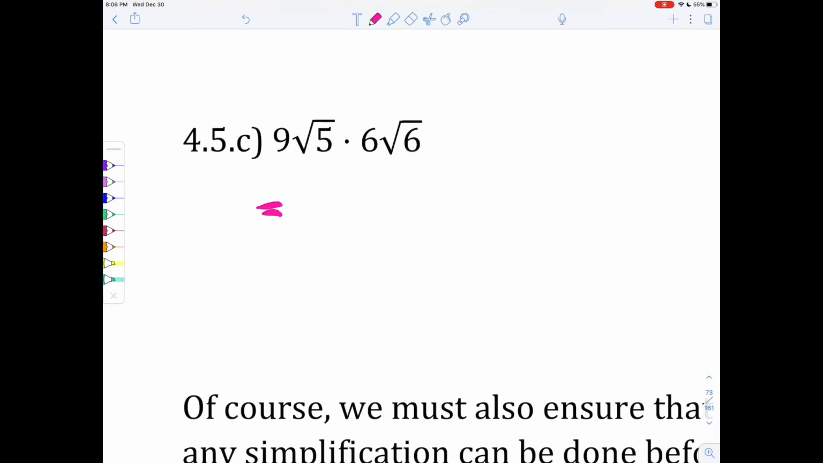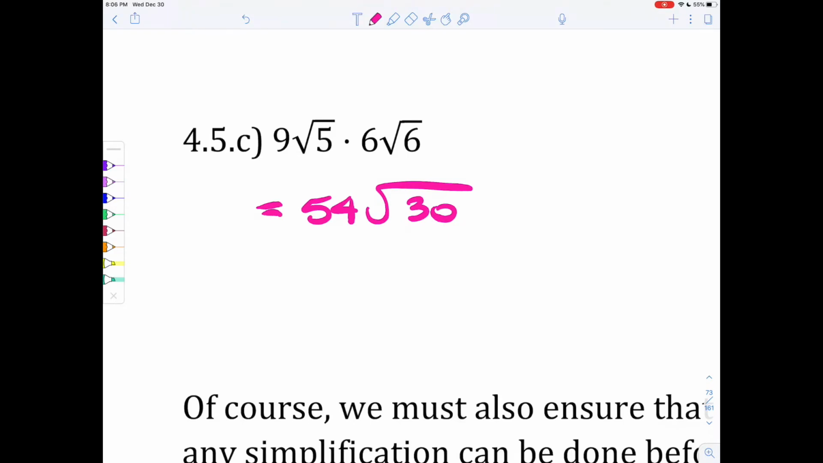We've got 9 root 5 times 6 root 6. 9 times 6 is what gives us our whole number component. 9 times 6 is 54. And for our radical part, we have 5 times 6, because that's what's under the radical sign there. Those are our radicands. So 30.